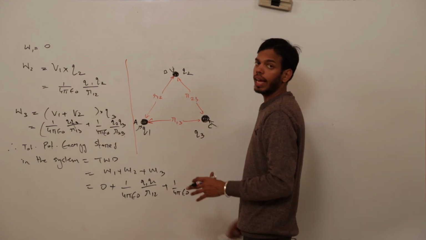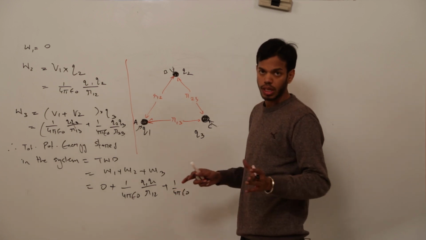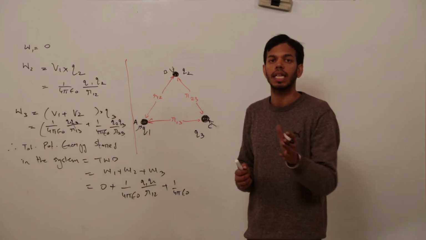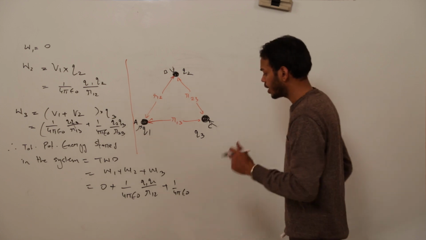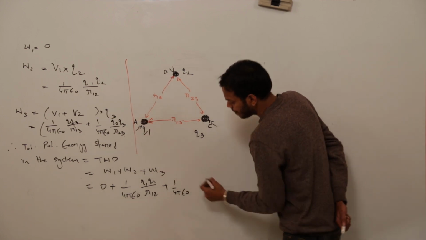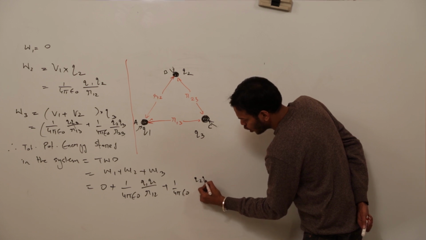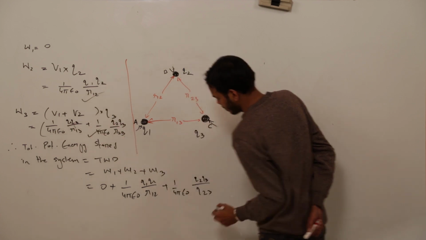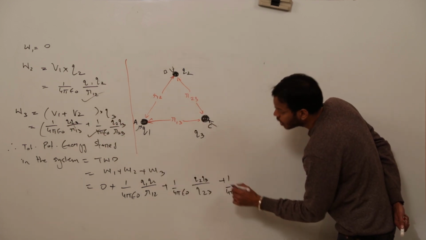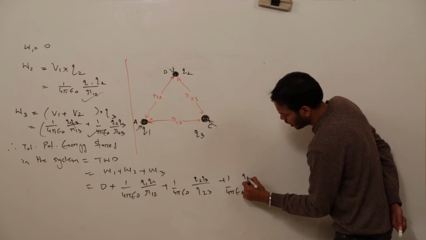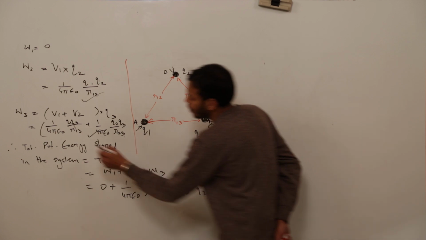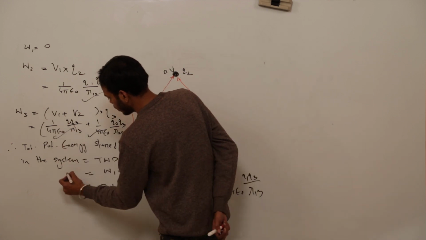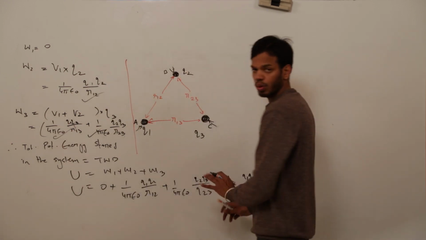I will not be using K, and I don't want you to use K either, because when you use K, you forget to mention epsilon naught, which is sometimes required and very important in numericals. Q2 Q3 upon R23, this term is taken, last term, plus 1 upon 4 pi epsilon naught Q1 Q3 upon R13. You have taken this term as well. This is our general formula for total potential energy of the system, U. This is the value of U.